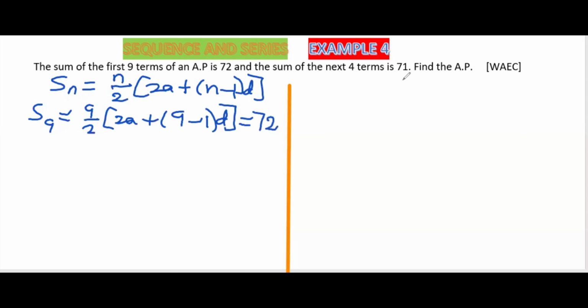If it is 72, from here we can simplify what we have in the brackets. Let's multiply both sides by 2 to clear this fraction. Then open the brackets. I have 9 into 2a plus 8d, since 9 minus 1 is 8, 8d equals to 72 times 2. It's like we cross multiply. Everything here is over 2, so 2 comes and multiplies this. This one is over 1.